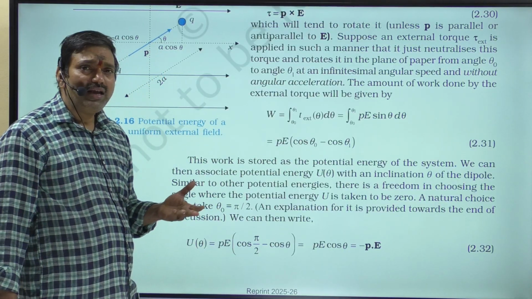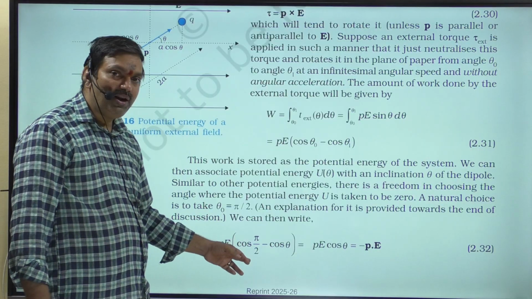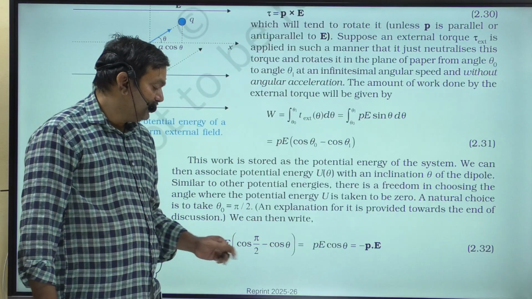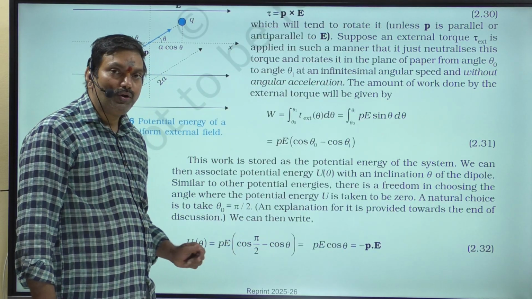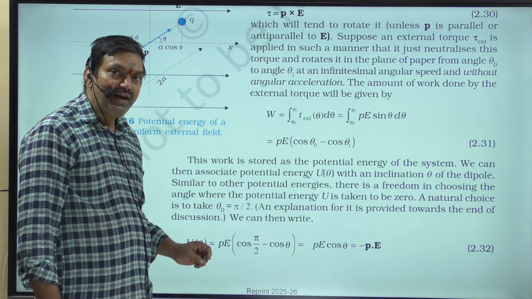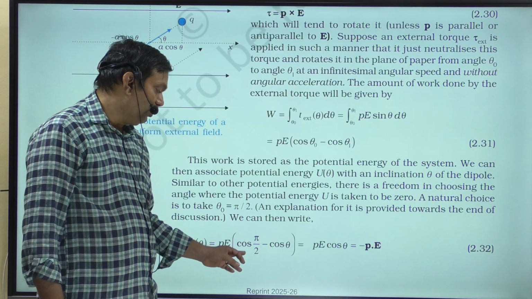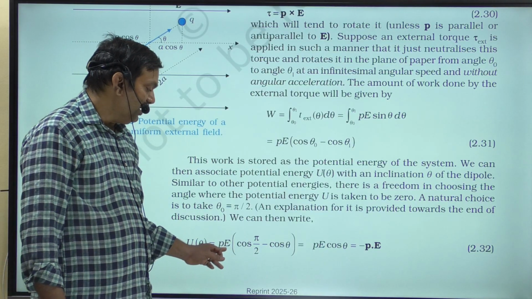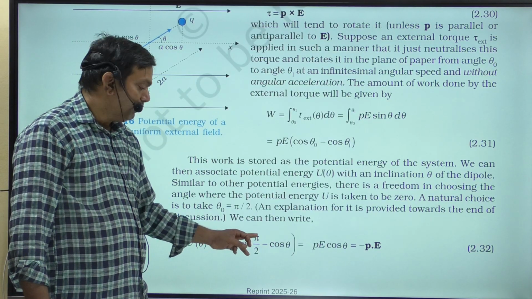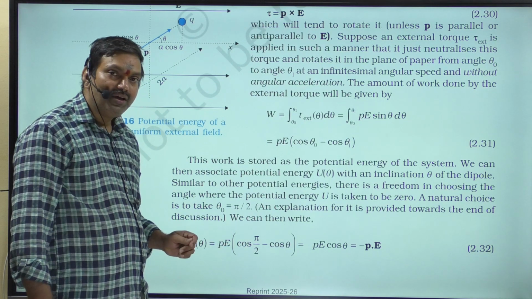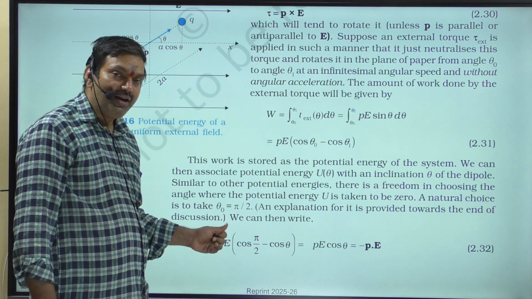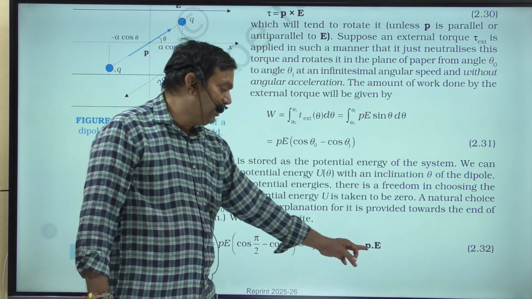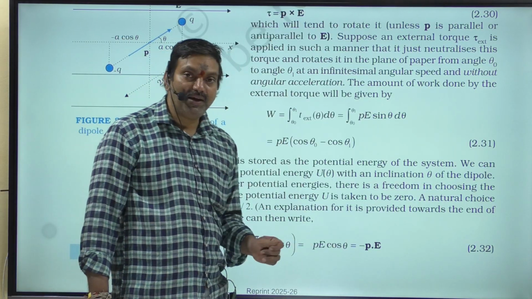The angles we can decide. For example, if the external torque is rotating from pi by 2 radians to theta, you can keep pi by 2 here. Cos pi by 2, cos 90, is obviously 0. So it is P into minus cos theta. Cos 90 is what? Yes, it is 0. So 0 minus cos theta. So you can say it is minus P bar dot E bar, that is, minus PE cos theta.